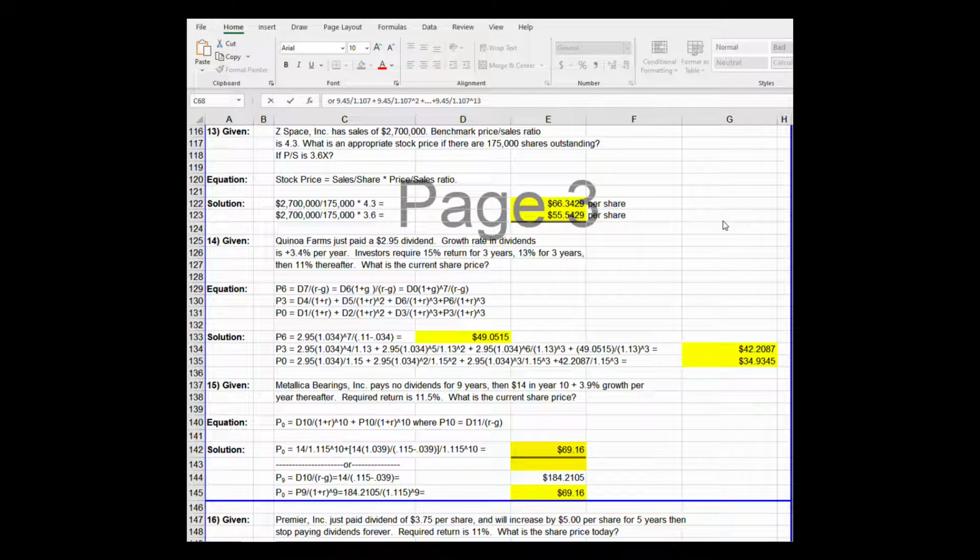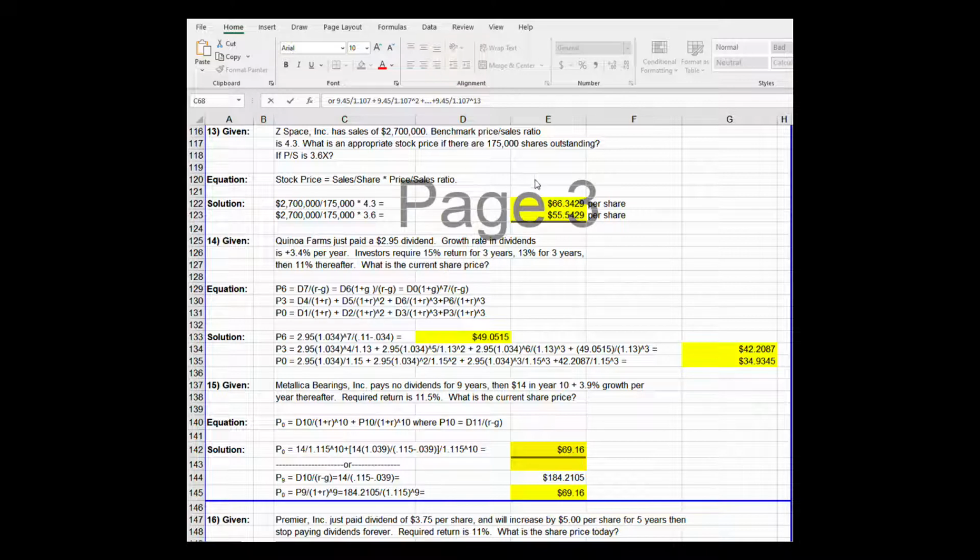Problem 8.13. Z-Space has sales of 2.7 million. Their price to sales ratio is 4.3 times. What's an appropriate stock price if there are 175,000 shares outstanding? And if the price to sales ratio is 3.6 times. So 4.3 times will be one case, 3.6 times will be the second case.